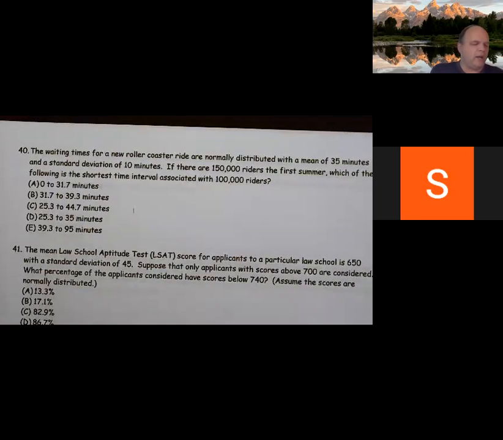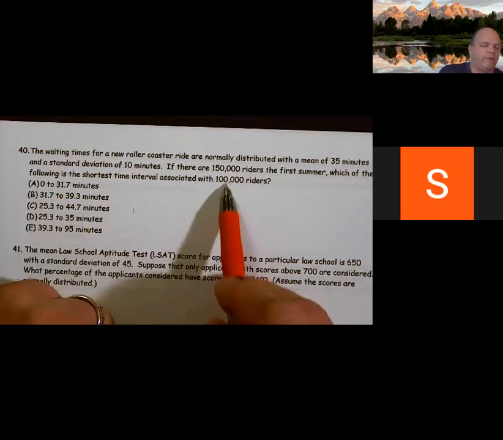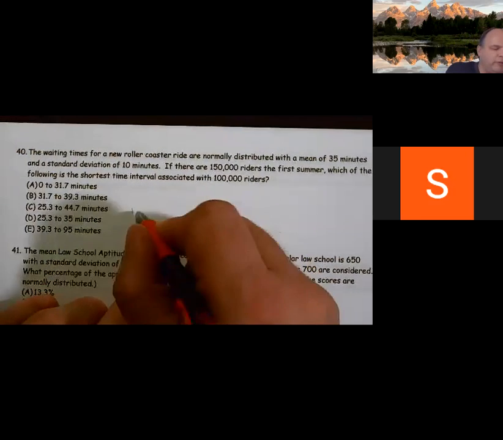All right, so the waiting time, this is problem 40. The waiting times for a new roller coaster ride are normally distributed with a mean of 35 and a standard deviation of 10. If there are 150,000 riders in the first summer, which of the following is the shortest time interval associated with 100,000 riders? So I want to figure out, based on there being 150,000, I want the interval to contain 100,000 of them.